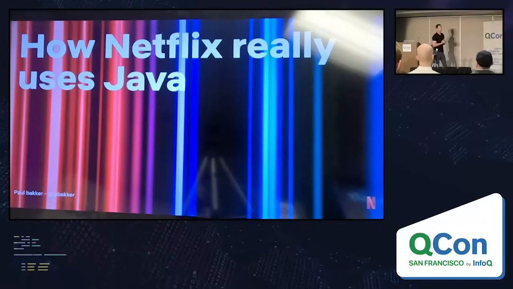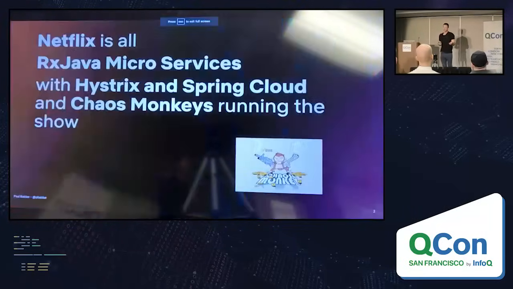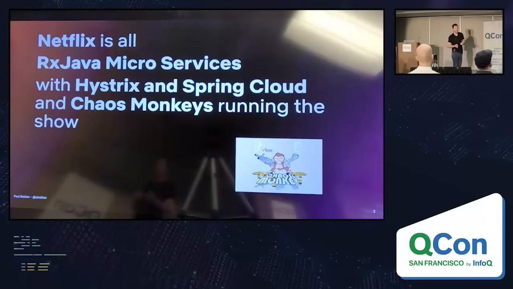Right, so today I'm going to talk about how Netflix is really using Java. But maybe if you've been at QCon before, or if you've been reading our tech blogs over the past several years, you kind of already know all this. Because you probably know that Netflix is really just about RxJava microservices with Hystrix and Spring Cloud, and really Chaos Monkeys are just running the show.